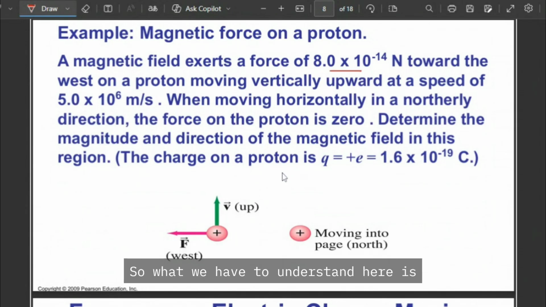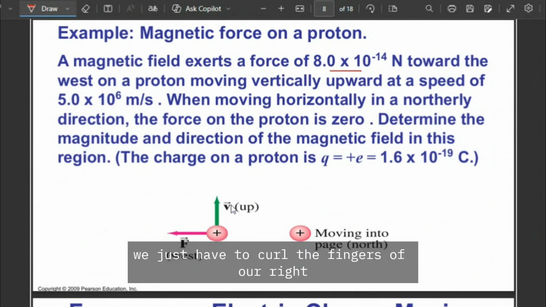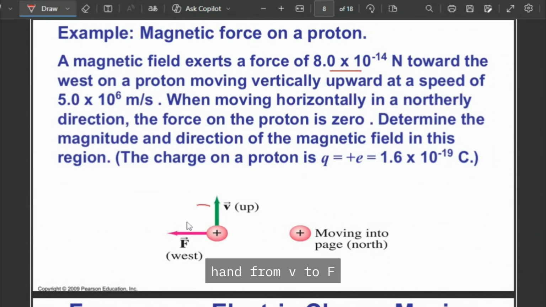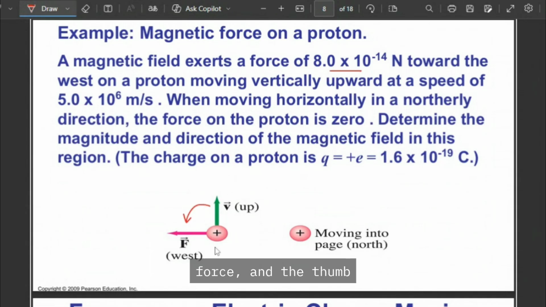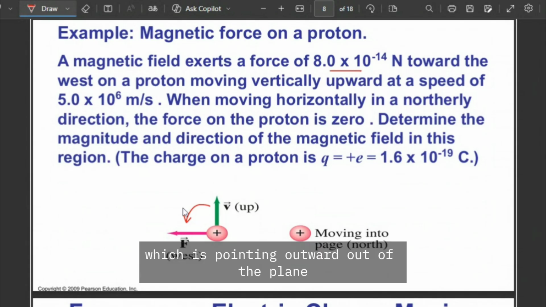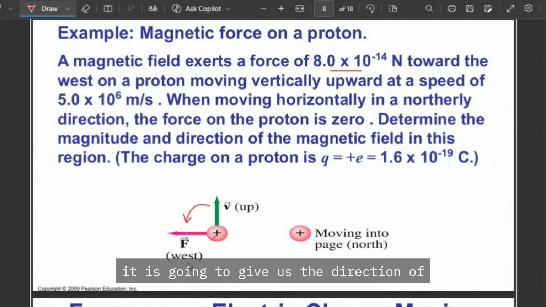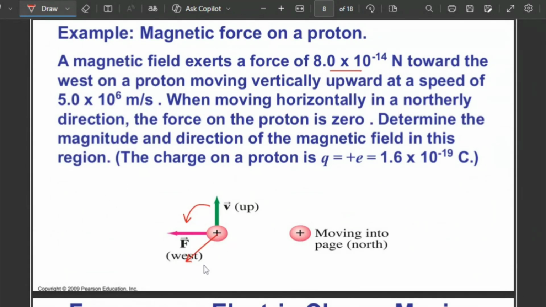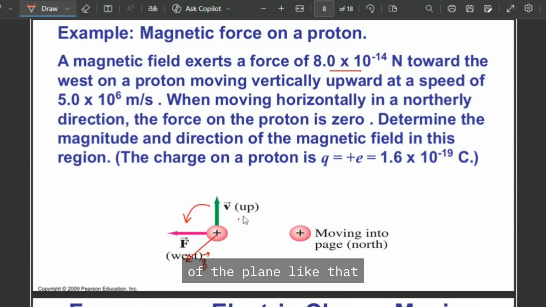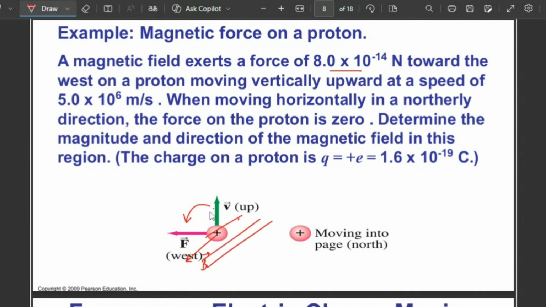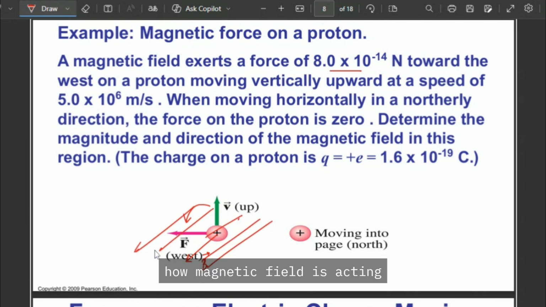What we have to understand here is we just have to curl the fingers of our right hand from V to F, like direction of velocity to direction of force, and the thumb which is pointing outward, out of the plane, is going to give us the direction of the magnetic field. So this is what you have to do here. So the magnetic field must be acting out of the plane like that. So this must be how the magnetic field is acting.